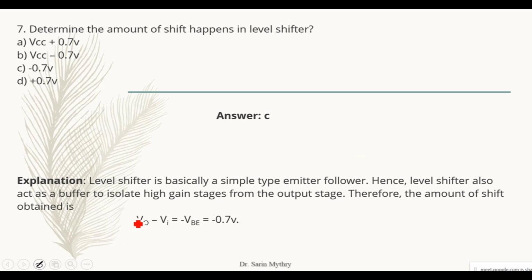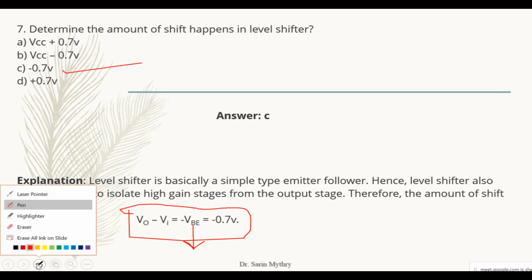Vout is equal to Vi minus VBE. So minus VBE is what? VBE is nothing else but your base emitter voltage. What base emitter voltage? It's the minimum amount of voltage to turn on the transistor. So ultimately it is equal to 0.7. So minus 0.7 will be your level shifter voltage. The amount of shift that happens in the level shifter will be this one. That is, option C is the correct one. Option C is the correct one in this case.